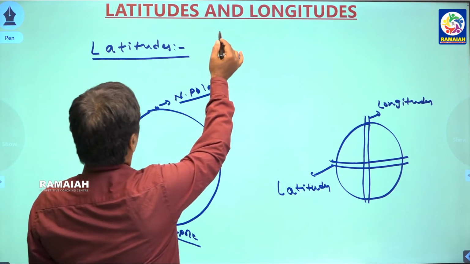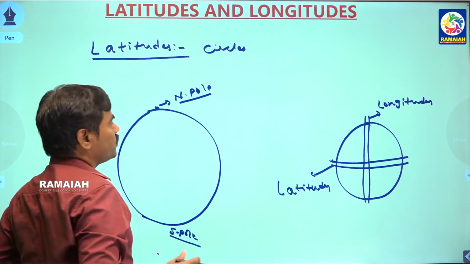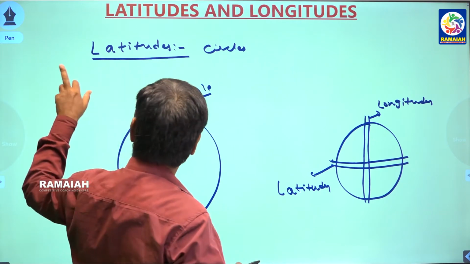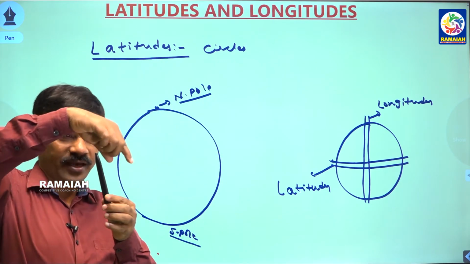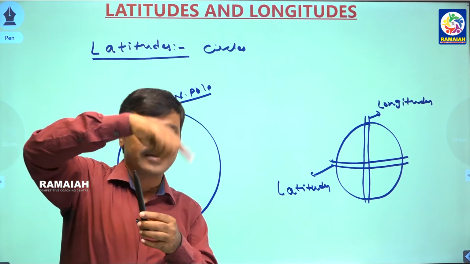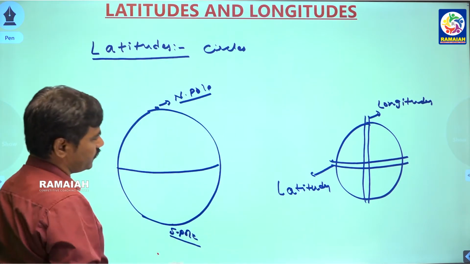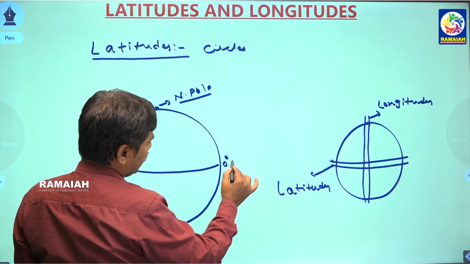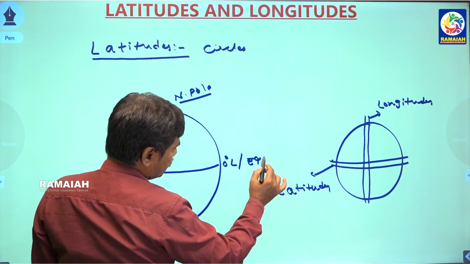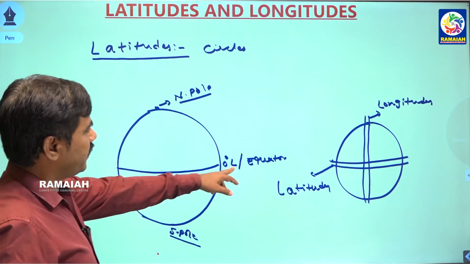Each and every latitude has the shape of a circle. Every latitude is drawn around the earth surface and looks like a circle. One of these latitudes is called the 0 degree latitude, and it is also called the equator.